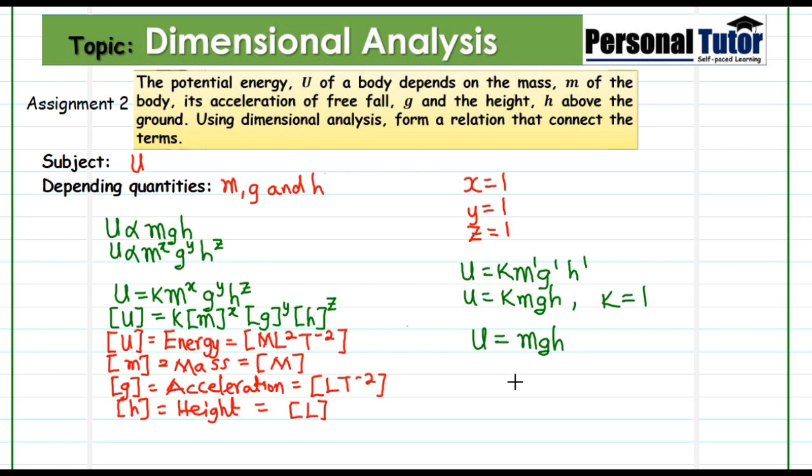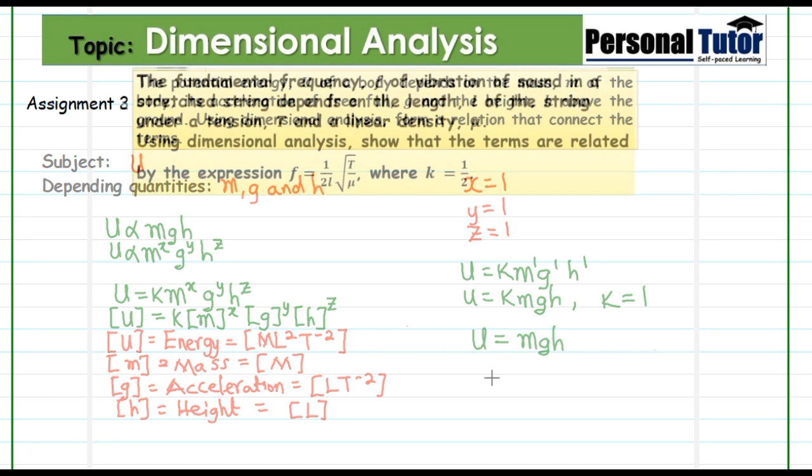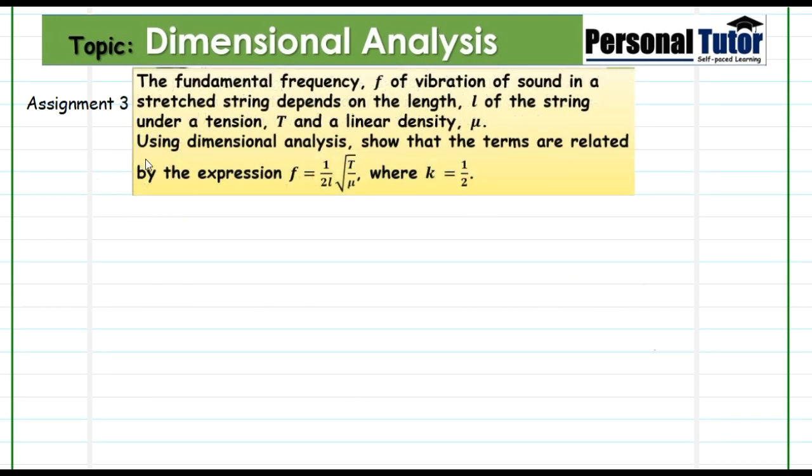Thank you. Now to question number 3. Assignment number 3 reads: the fundamental frequency F of vibration of sound in a stretched string depends on the length L of the string, the tension T, and a linear density mu. Using dimensional analysis, show that the terms are related by the expression F equal to 1 over 2L square root of T over mu, where K is equal to 1 on 2.